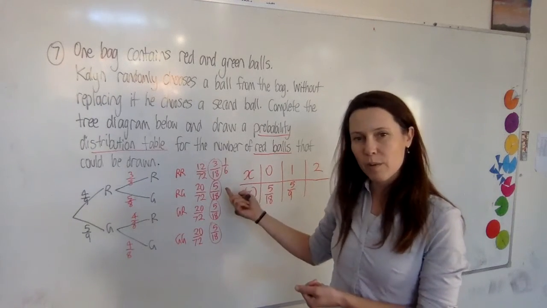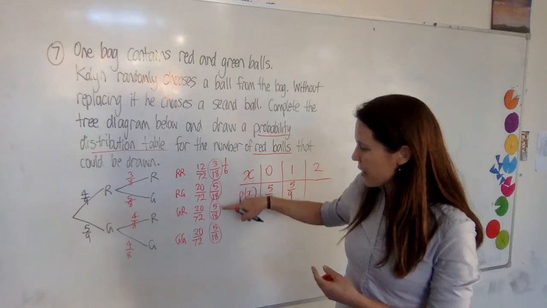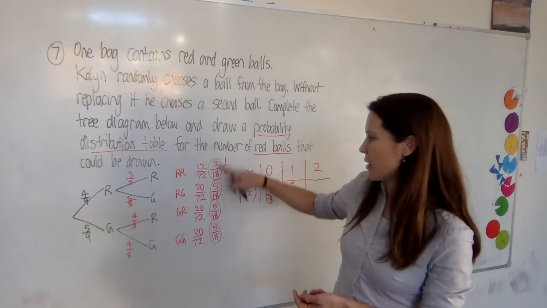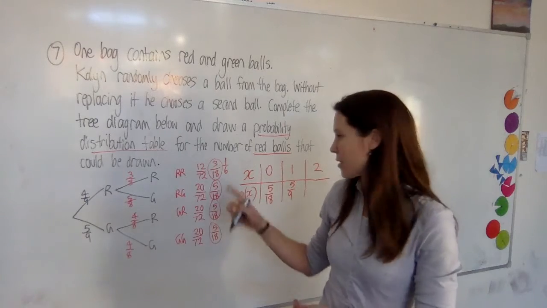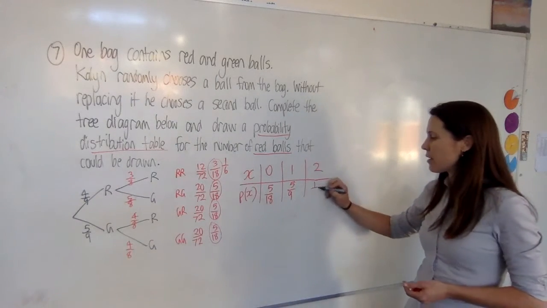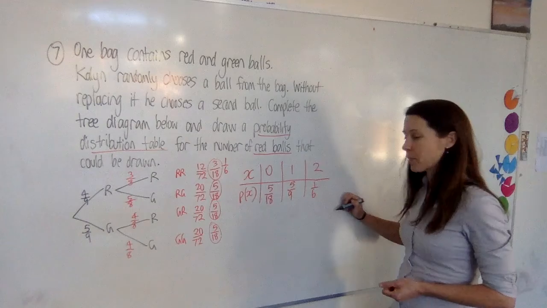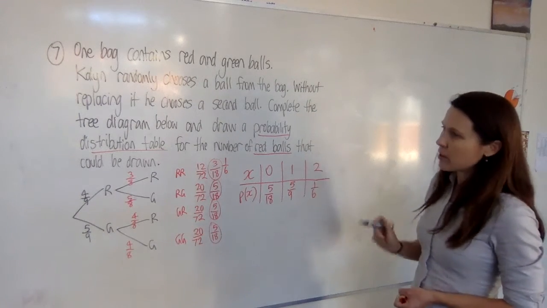Now why did I not do that before? Having everything with the 18ths, it made it nice and easy for me to double check that 3, 5, 5 and 5 actually added up to 18/18. But now that I'm writing this down, I think it'd be nicer to write it as 1/6. And that's my probability distribution table.